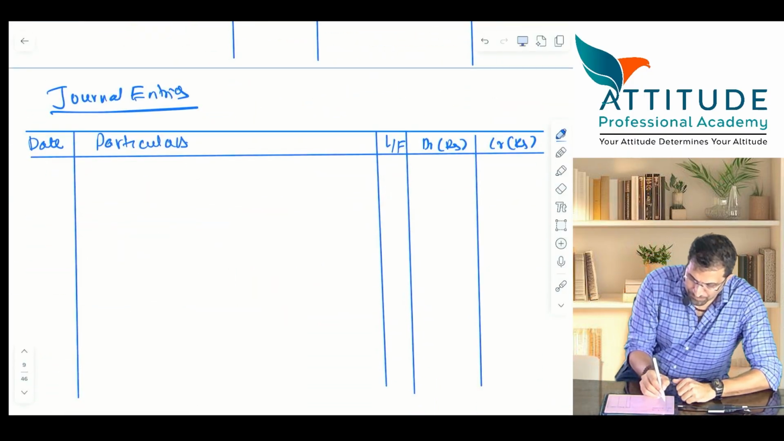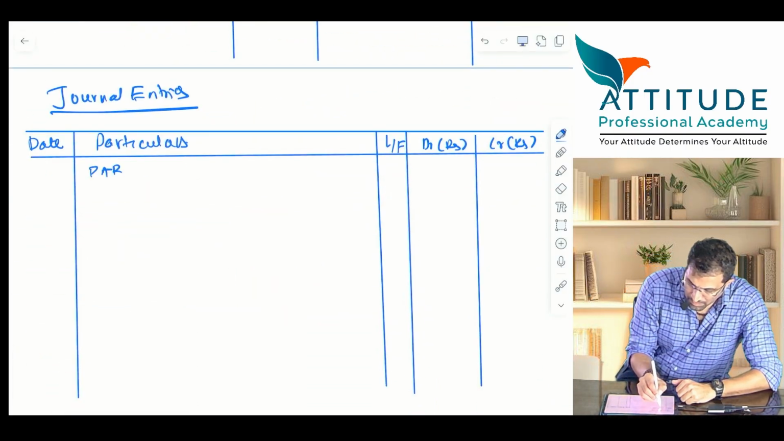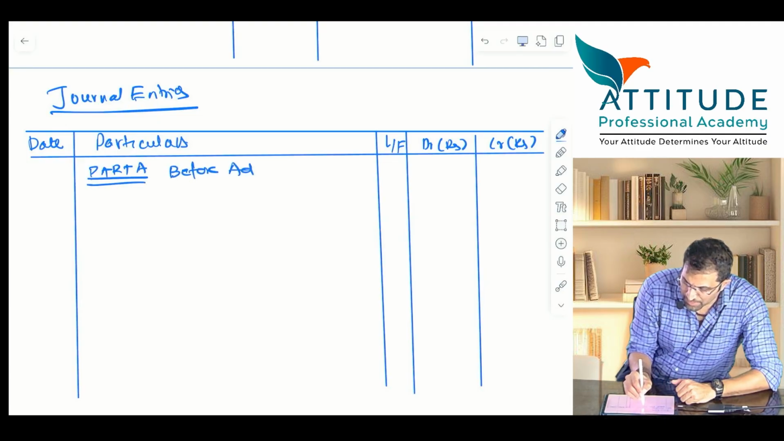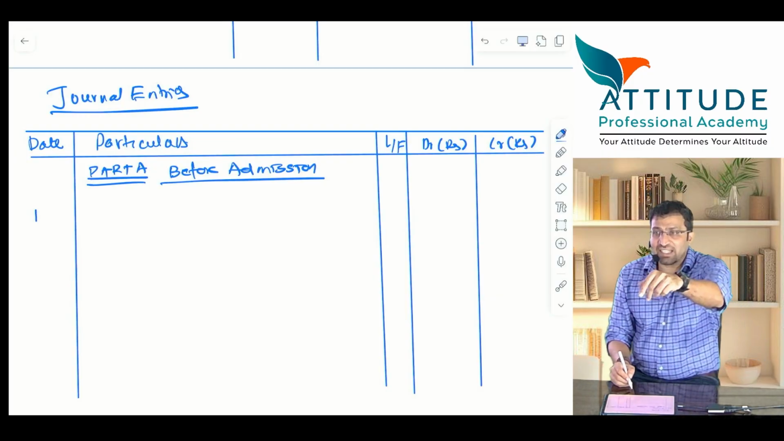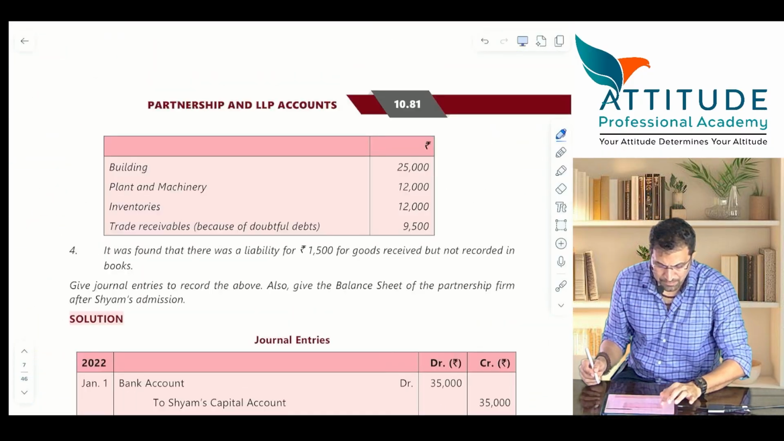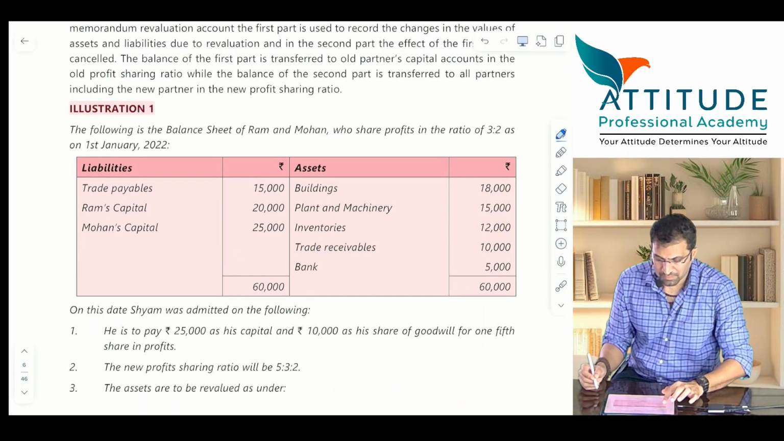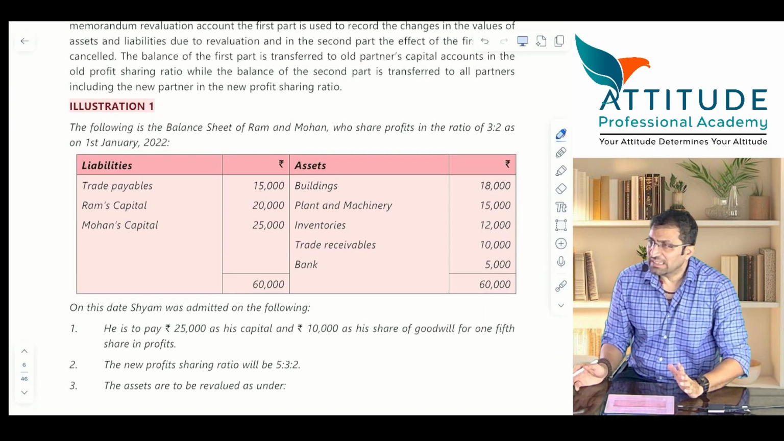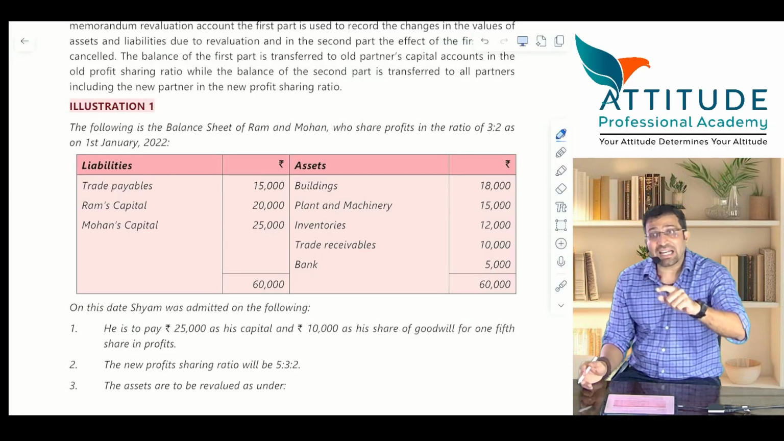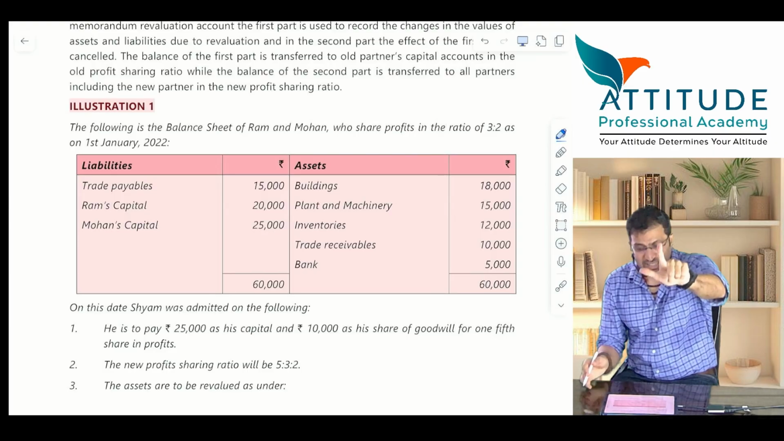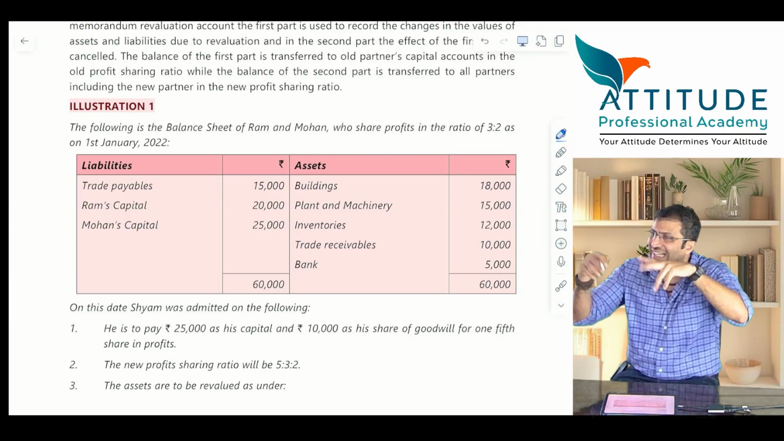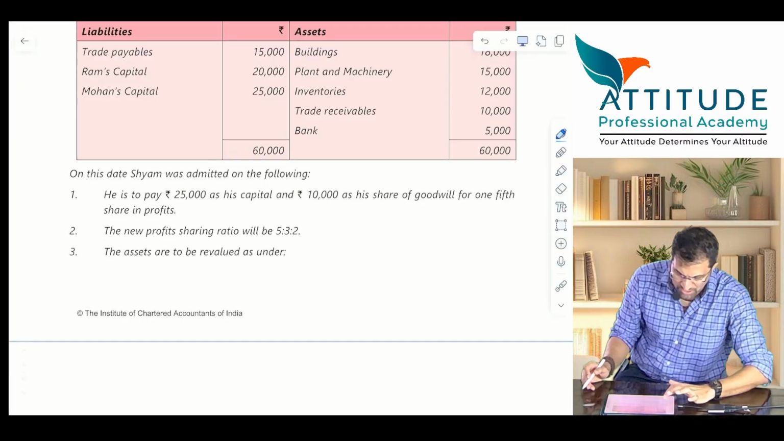Part A. What is part A? Before admission. Now this is just for your understanding. You can write it. Okay, tell me. First is check in your balance sheet. Please go to the balance sheet. Are there any general reserve? Hello, are there any general reserve? Is there any rectification? No, nothing. So directly revaluation. There is no rectification, no general reserve, no P&L, so leave it. Directly what will you do? Revaluation.